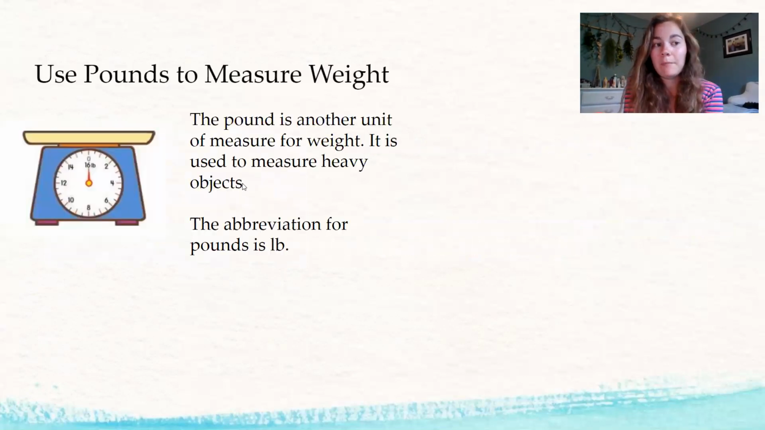Now we're going to be talking about pounds. So this scale looks a lot like the one we just used for ounces. The only difference is that it is in pounds. So this 1 here isn't 1 ounce, it's 1 pound. Same with the 2 pounds, 3 pounds, 4 pounds, 5 pounds, and so on. So this says the pound is another unit of measure for weight. It is used to measure heavy objects. The abbreviation for pounds is lb.